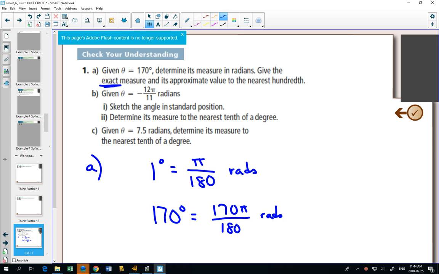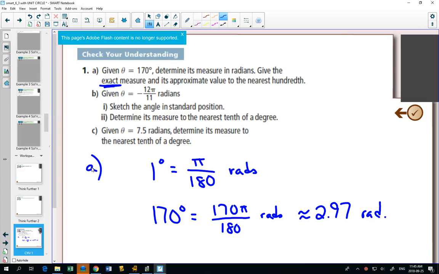If we take that and type it into our calculator, 170 pi divided by 180, we get that that is approximately 2.97 radians, which seems like a reasonable number since you know that pi radians is 180 degrees, that 3.14-ish radians is 180 degrees. 2.97 is a little bit less than 3.14. 170 is a little bit less than 180 degrees.